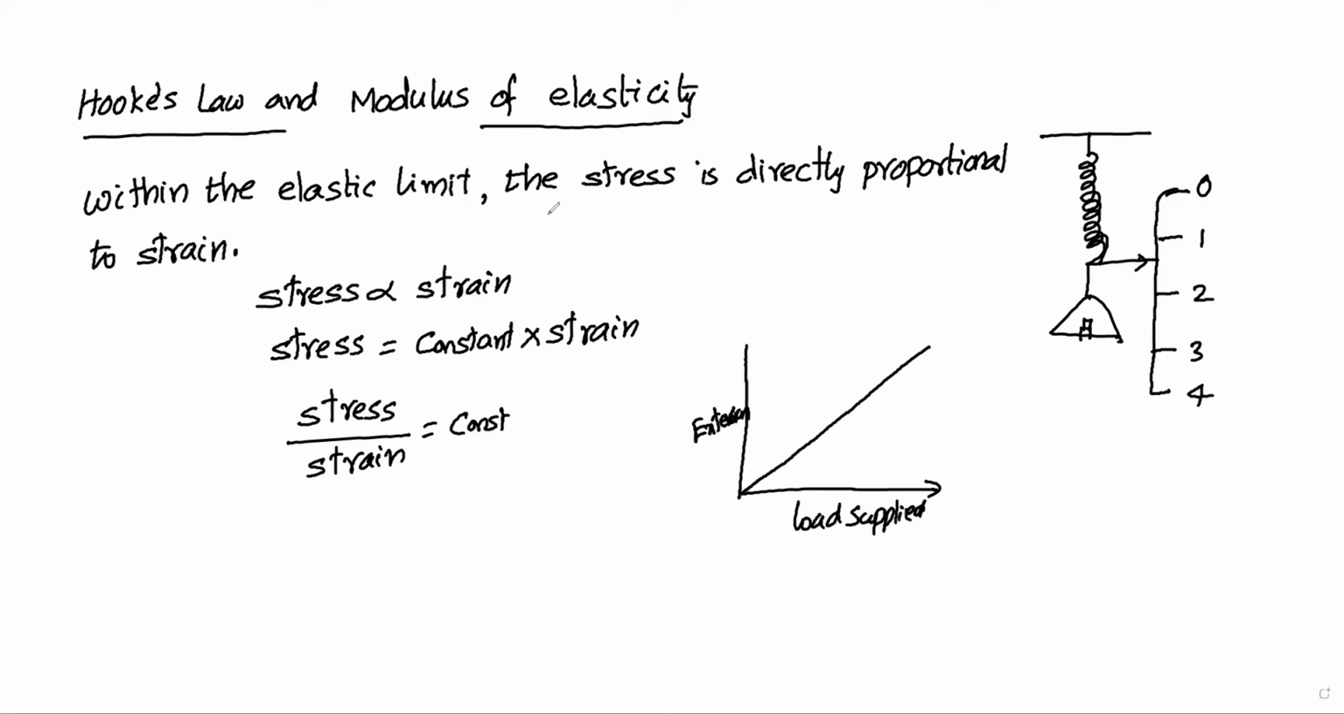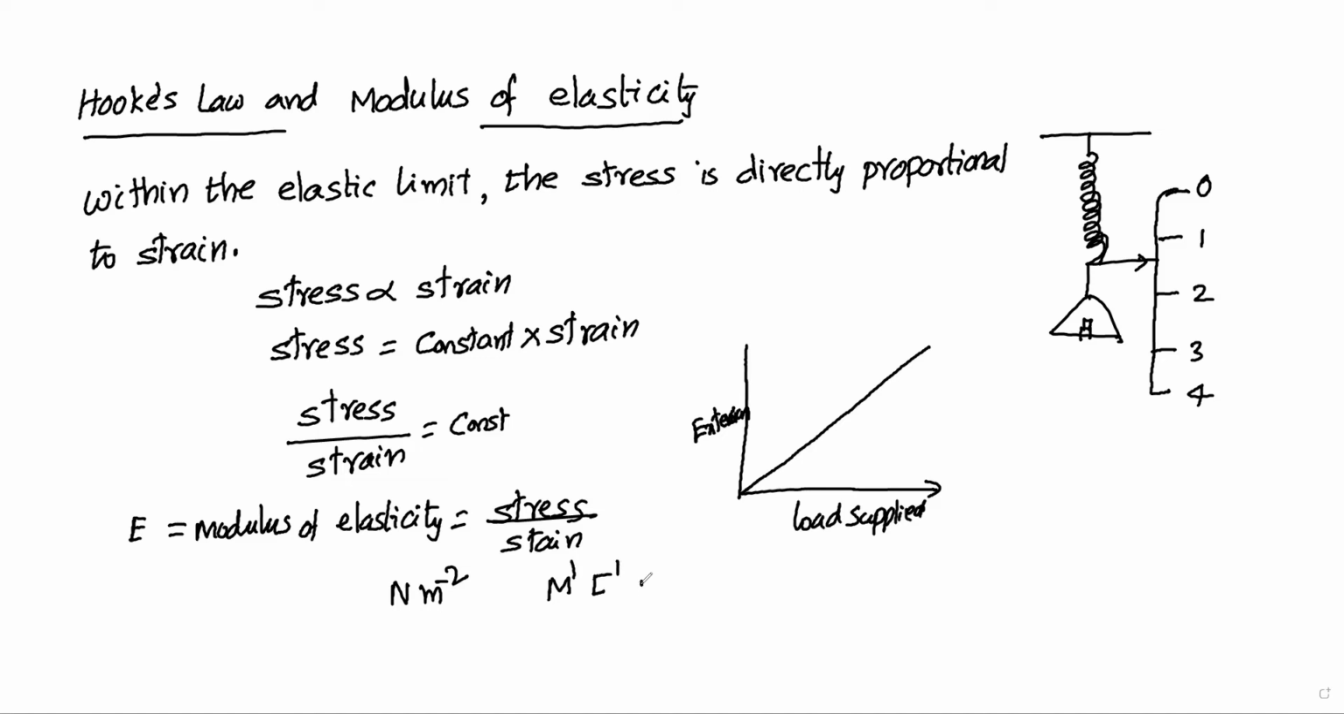Now, modulus of elasticity and Hooke's law are both the same. Modulus of elasticity is equal to stress by strain. Modulus of elasticity we term as E. Now, units: Newton per meter square. The dimensional formula is M^1 L^-1 T^-2.